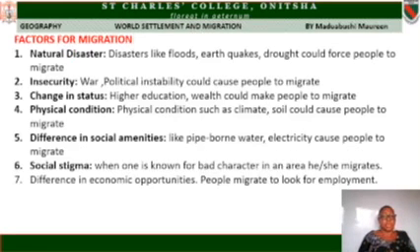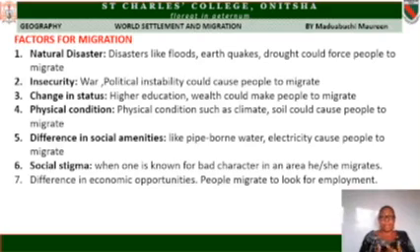Factors for migration. That is what makes people migrate. One, natural disaster. Disasters like floods, earthquakes, droughts could force people to migrate. Two, insecurity. We have war. Political insecurity could cause people to migrate. Three, change in status. Higher education, wealth could make people migrate. Four, physical condition, such as climate, soil, cause people to migrate.